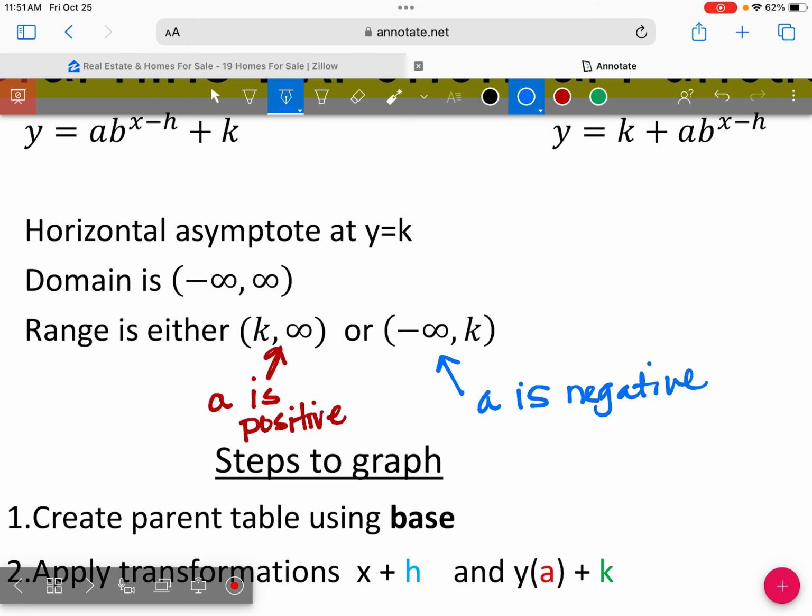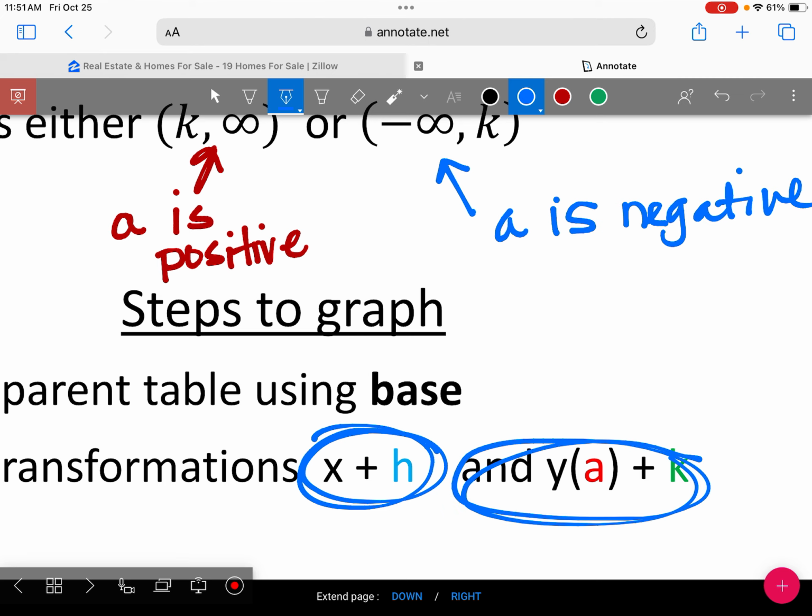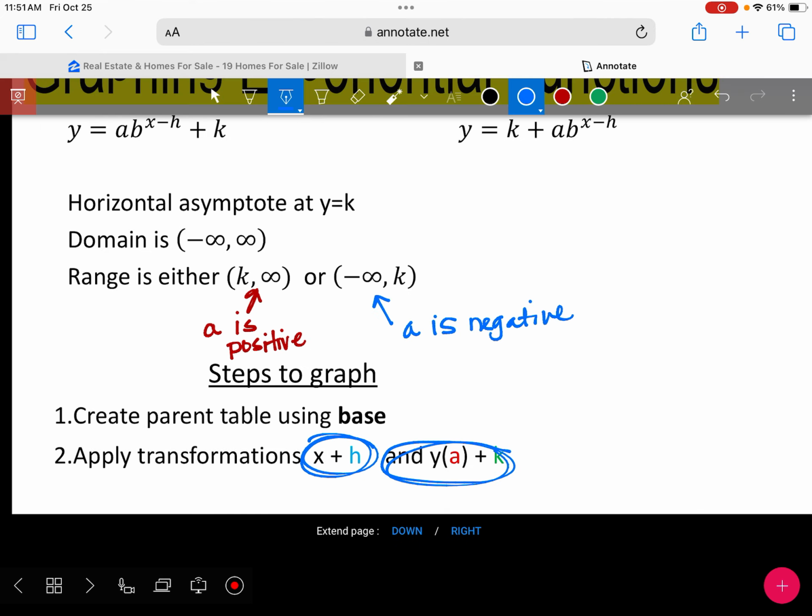Then I make a second table where I apply the transformations, and then I graph it. So you're always going to add the h to x, and then you multiply y by a and add k. That's how you're going to apply your transformations. So h changes your domain, and a and k will change your range. All right, so now that we got that, let's get started.